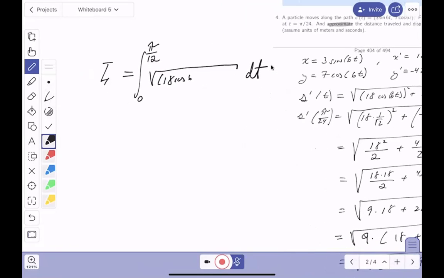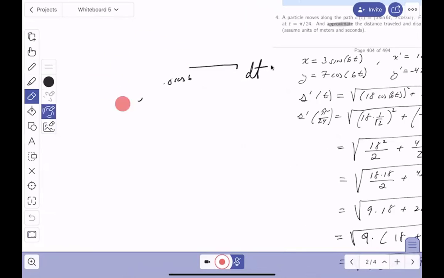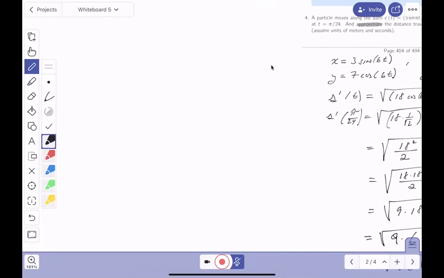You know what? I'm running out of room already, and I have to erase this. Sorry about that. It's going to happen to you on exams too. You erase or just cross out, say, give me a new piece of paper.